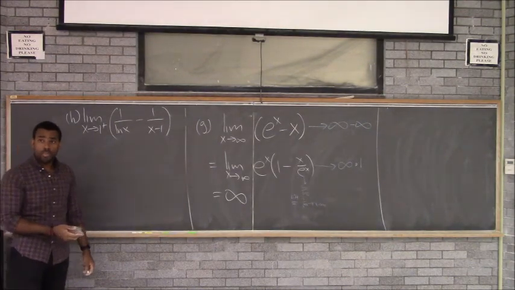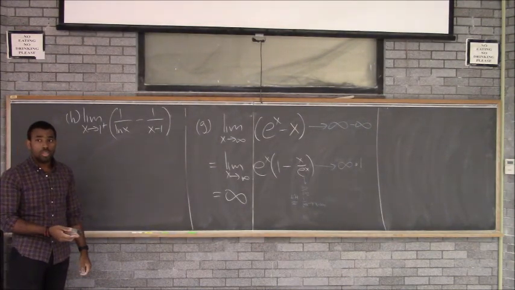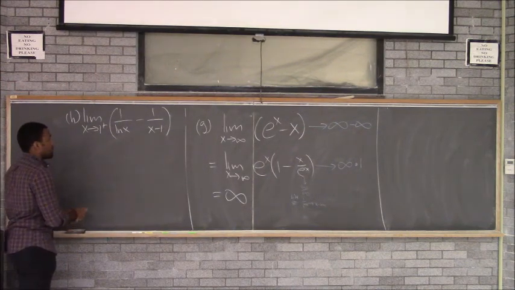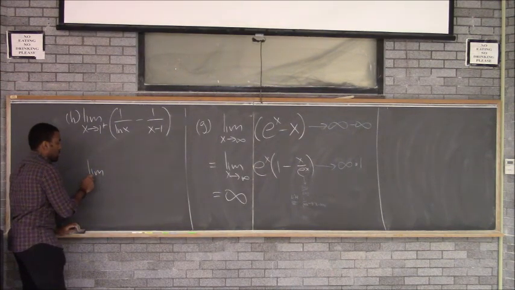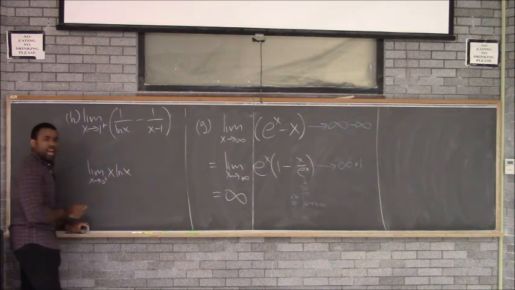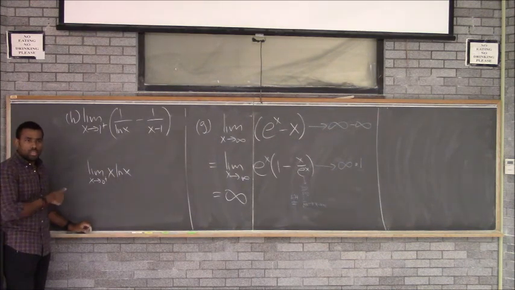Yeah? I think you skipped one. I did? What did I skip? It was the limit as x approaches 0 from the right of x ln x. I asked earlier, you guys said I did what? I didn't do this? I didn't do it?